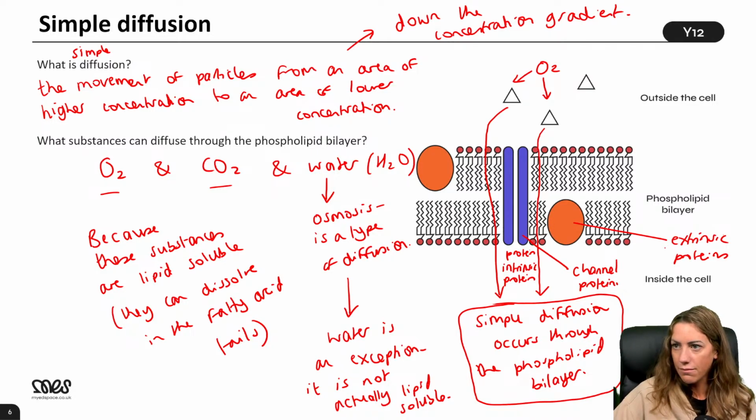Okay. So simple diffusion, let's not complicate it. It's the same as GCSE. It's the movement of particles from a higher to a low concentration. All we're saying at A level is that simple diffusion, they diffuse through the phospholipid bilayer, and it's things like oxygen, carbon dioxide, and water. So let's have a look at a different type of diffusion.